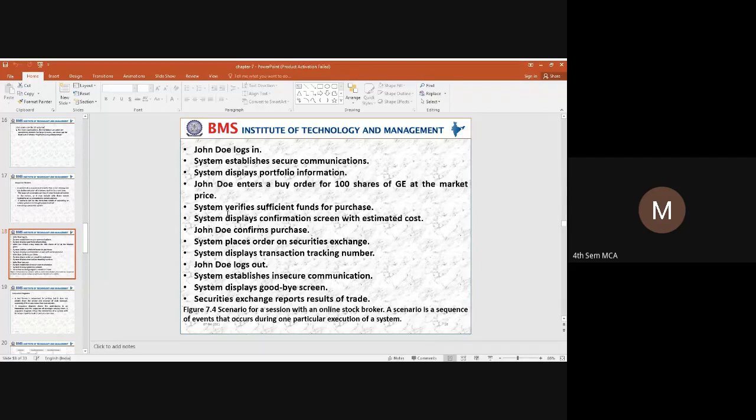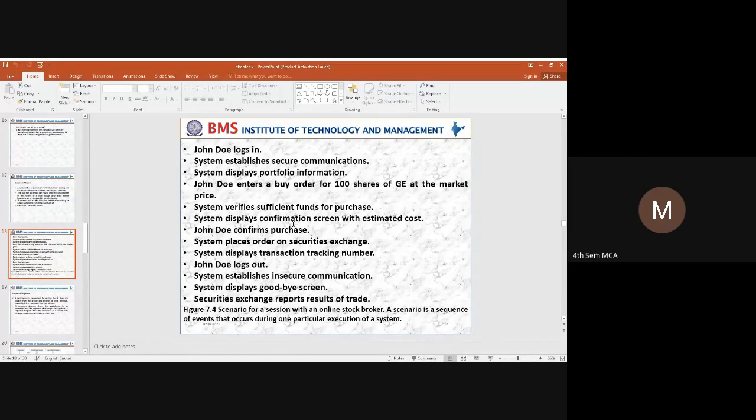So now, once he gives the order for purchasing those shares, the system has to verify whether that customer has sufficient funds. If he has sufficient funds, then he can make a purchase. So the system will display the confirmation screen with the estimated cost. That is, I said per share it is 50 rupees, he is going to buy 100 shares, so it will display 5,000 amount.